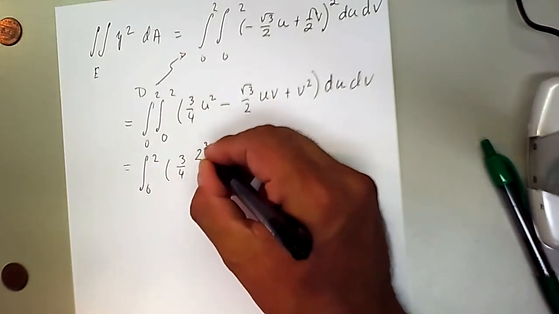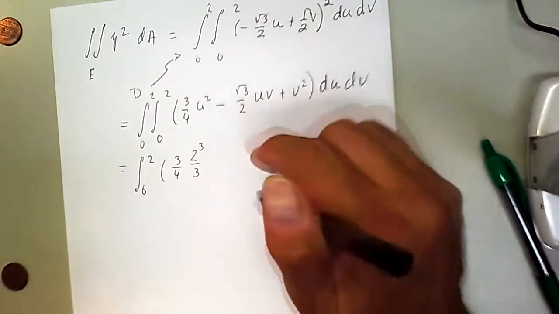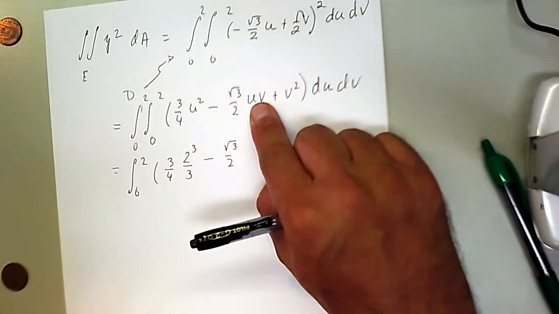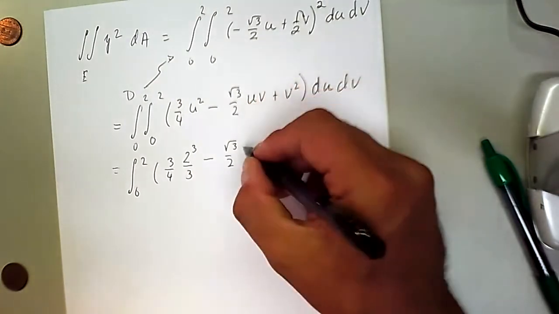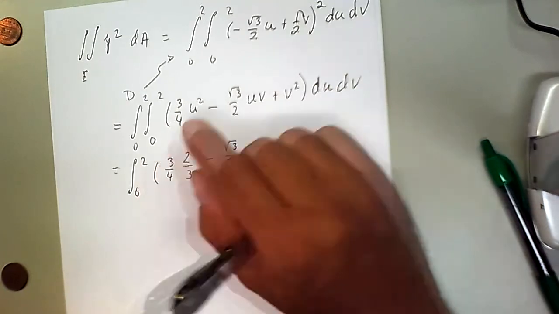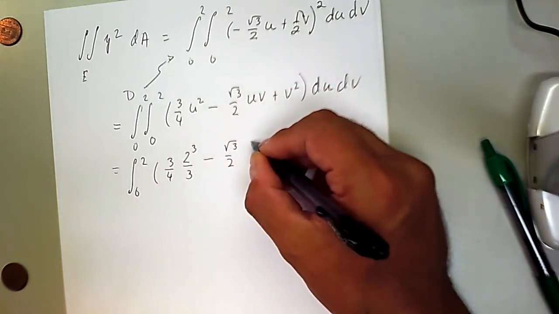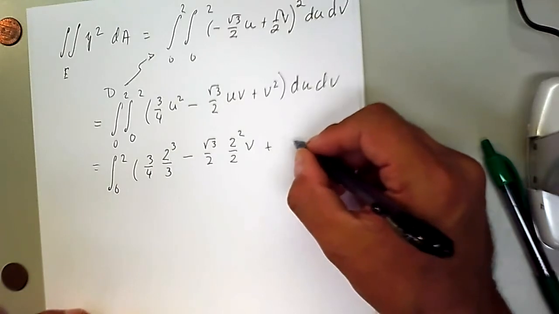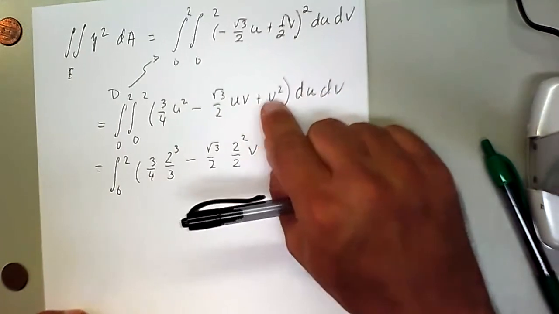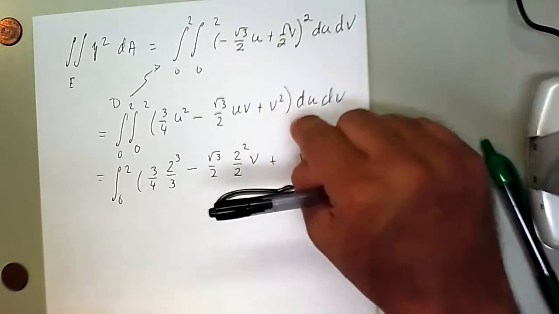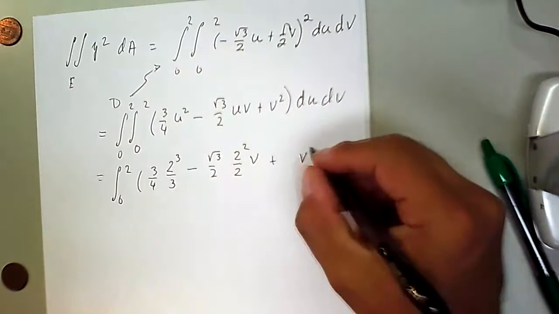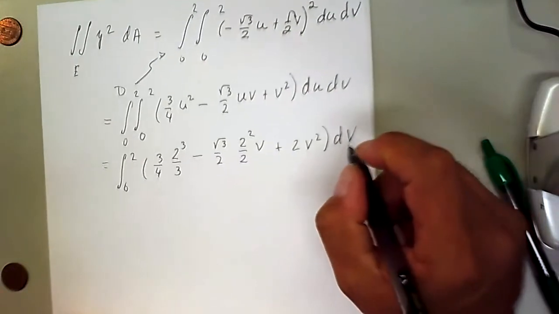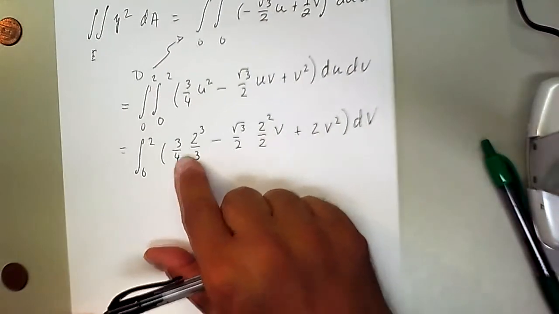So 2 cubed over 3, okay, minus square root of 3 over 2. And then that is going to be u squared over 2. But since the bottom is 0, we just plug in the top. So 2 squared over 2 v plus v squared, but then we get to multiply by u, because this is a constant and the antiderivative is the constant times the variable. So again, just 2 over 1 or 2. And then we're going to integrate that with respect to v. So the 3s will simplify.